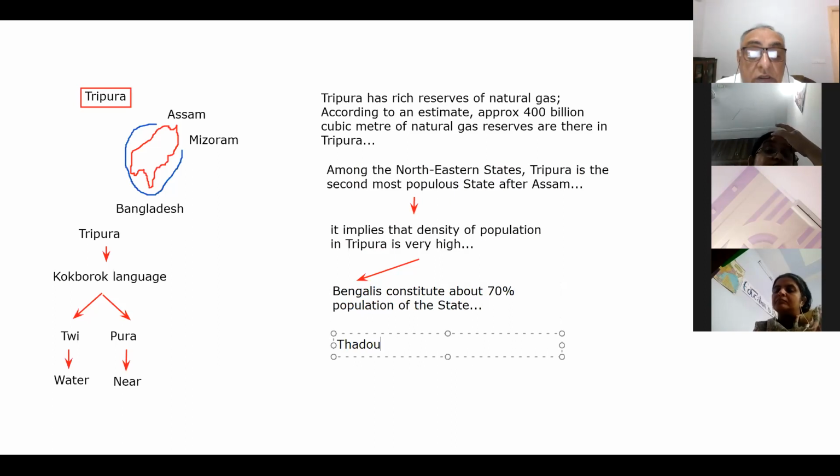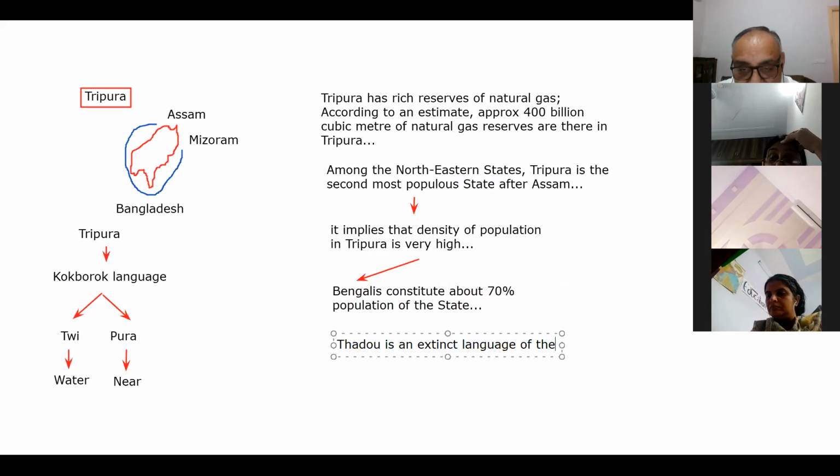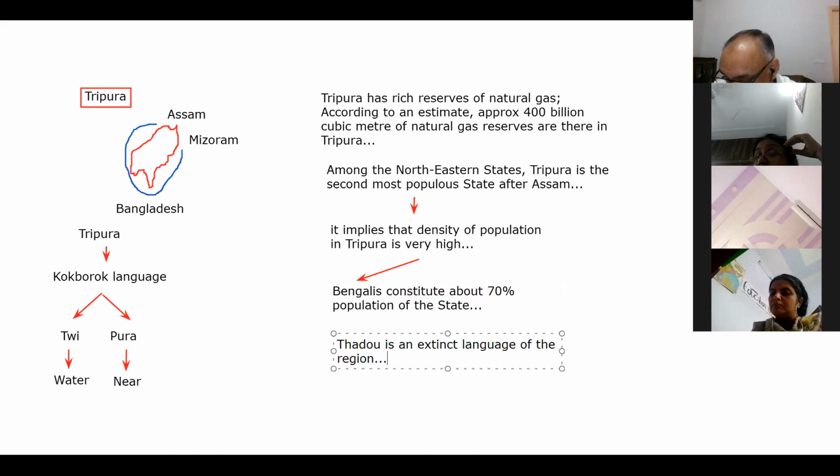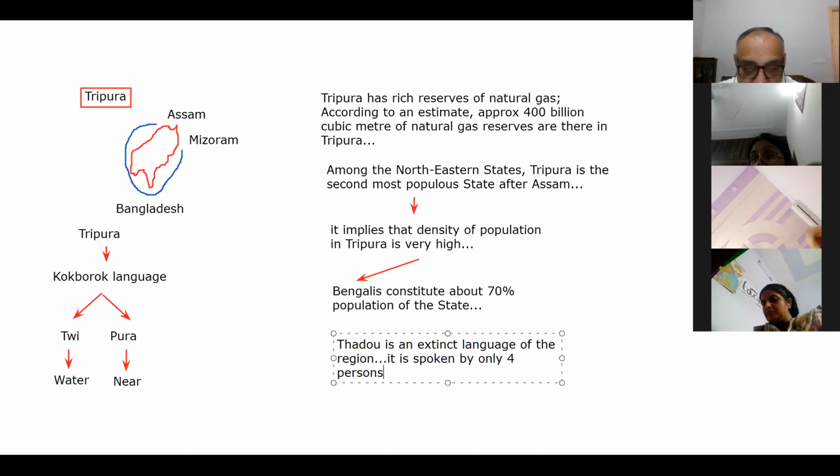This is important: Thadu, okay? Thadu is an extinct language of the region now. It is spoken by only 4 persons in a village. त्रिपुरा के किसी विलेज में सिर्फ 4 लोग हैं जो ये लैंग्वेज बोलते हैं, कोई नहीं, राइट?